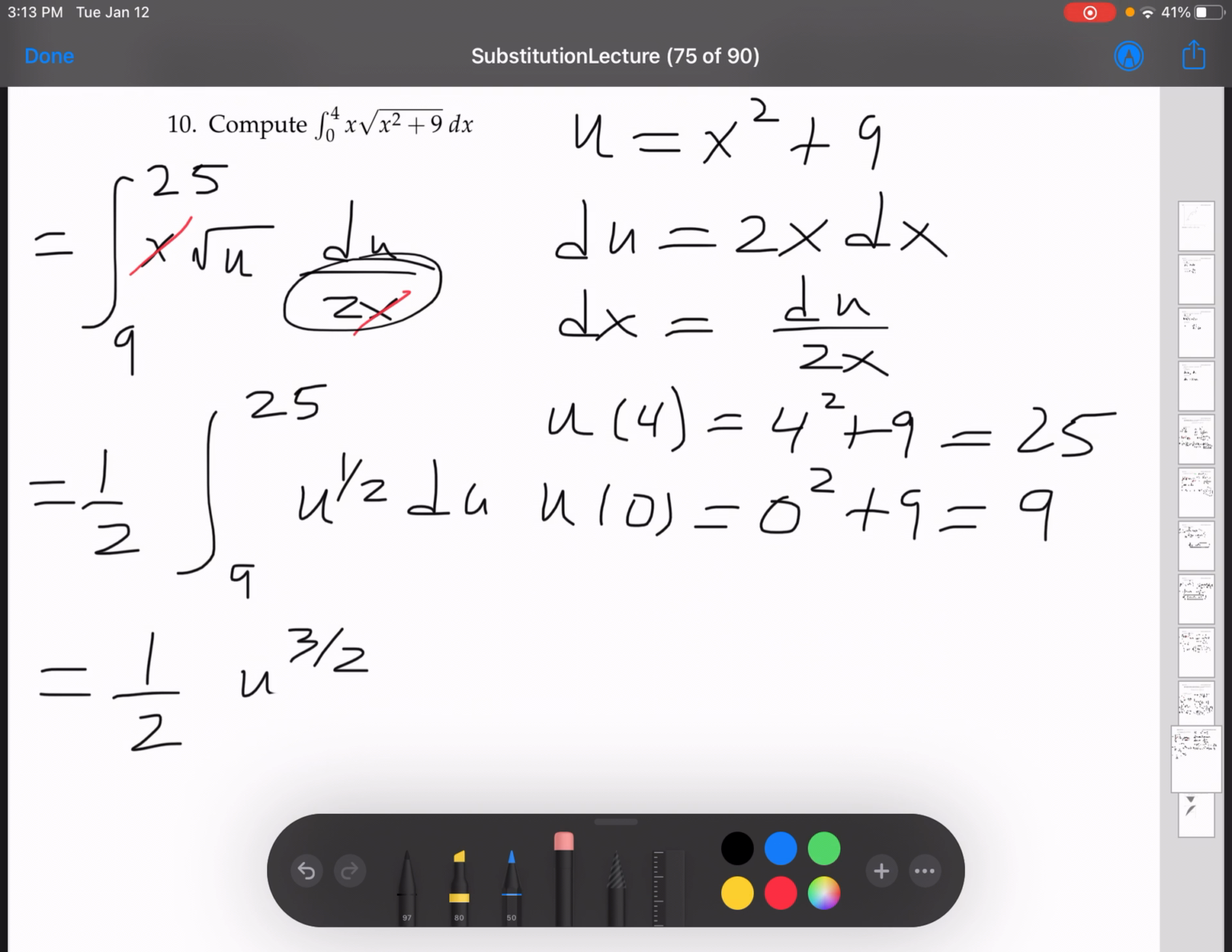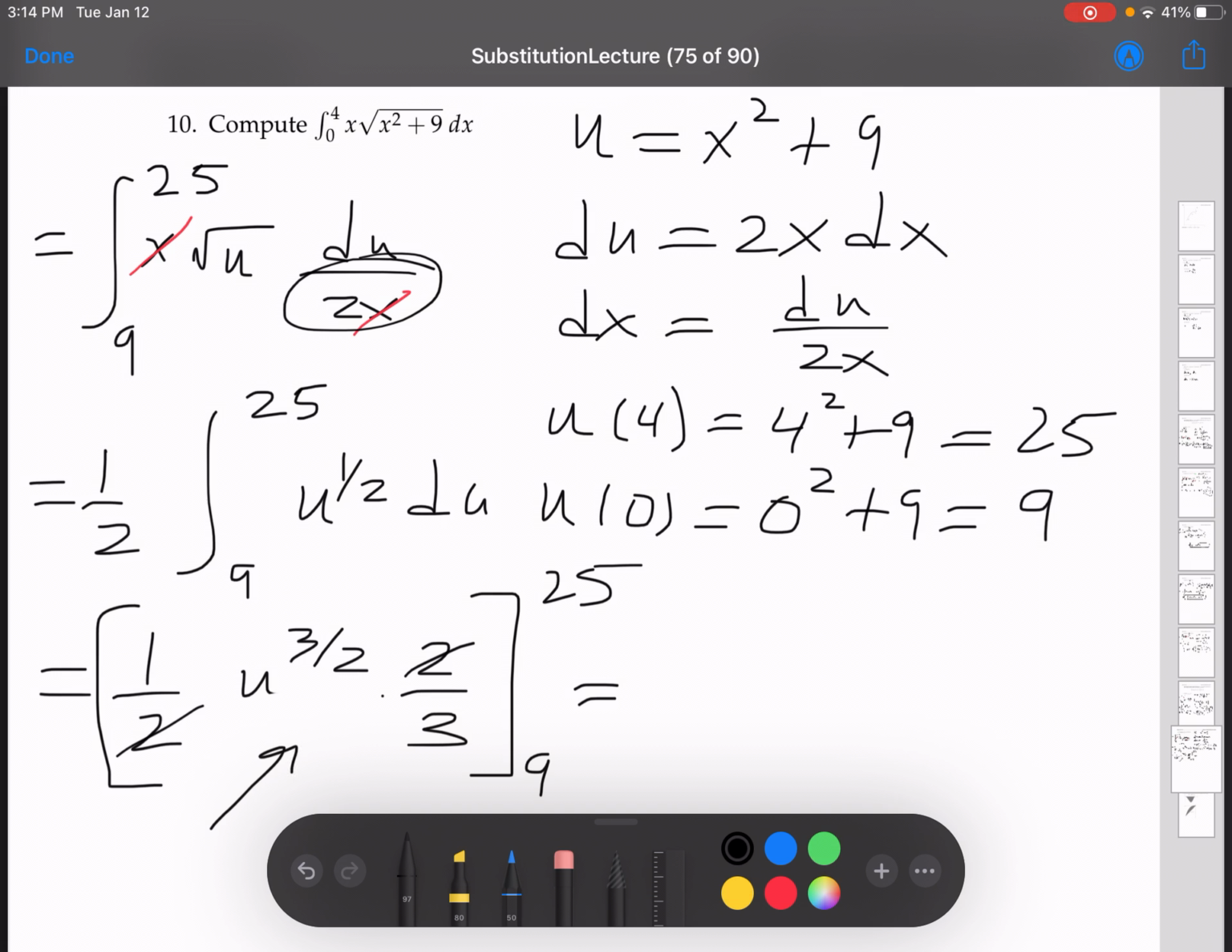So this is times 2/3. Oops, that's right. We're not doing that, are we? We're doing the 9 to 25. Okay, let's see. And to check my work, I can take the derivative of what I have here. Let me just rewrite this now.